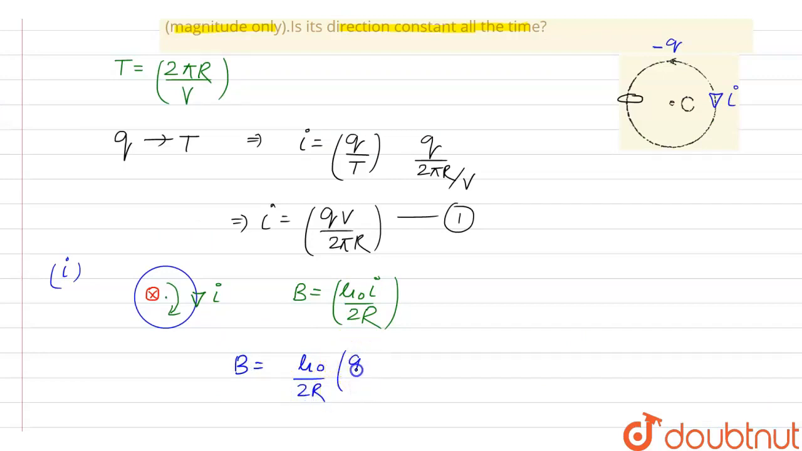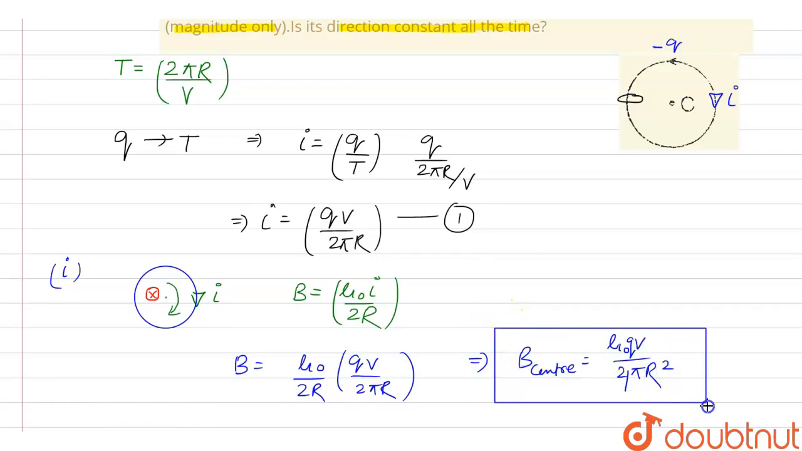So I can be written as qb upon 2 pi r. So it is coming to be B at center is equal to mu naught, sorry, it is mu naught into q into b upon 4 pi r square, right? So this is the final expression for the magnetic induction at the center of the loop, and for its direction it is inward, so we can write it as cross.